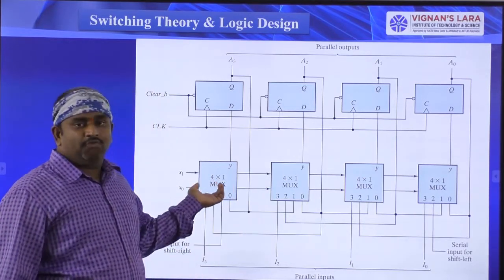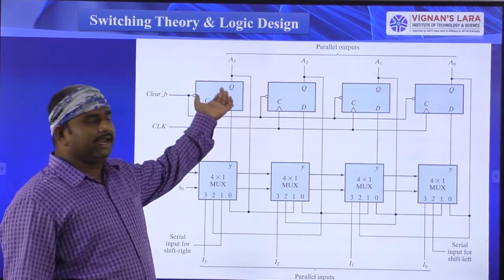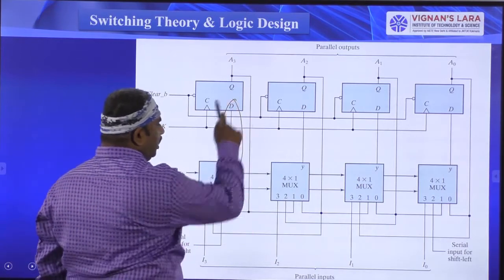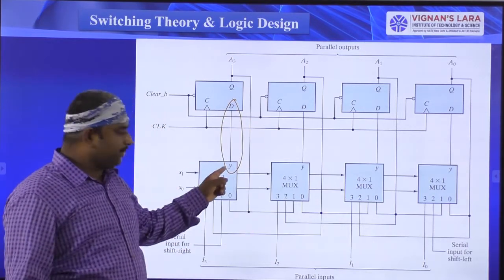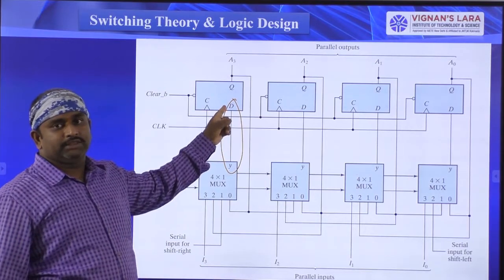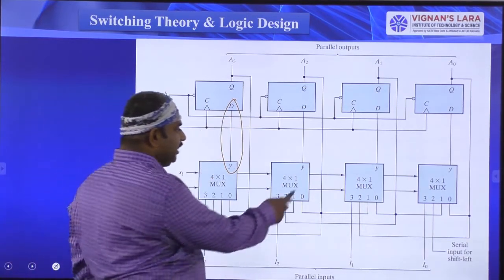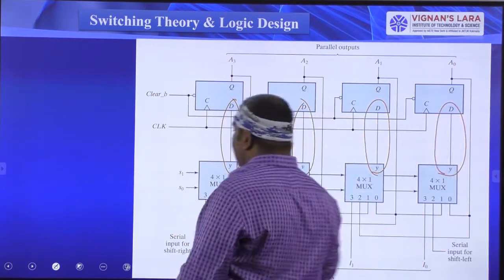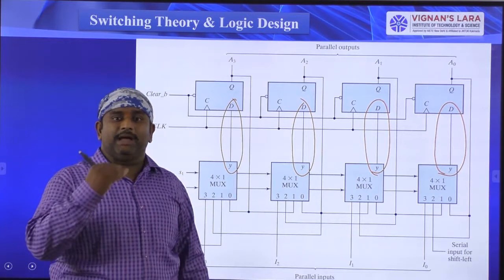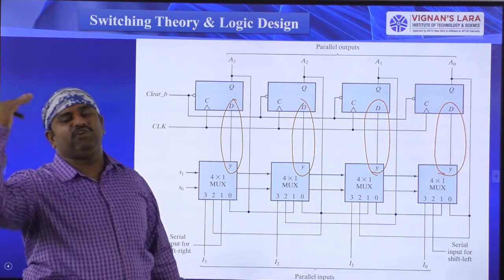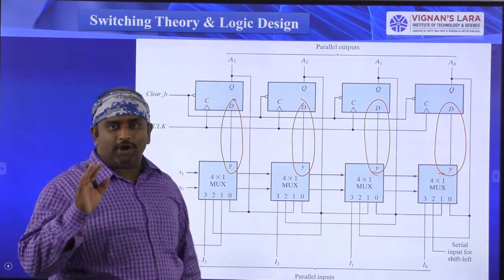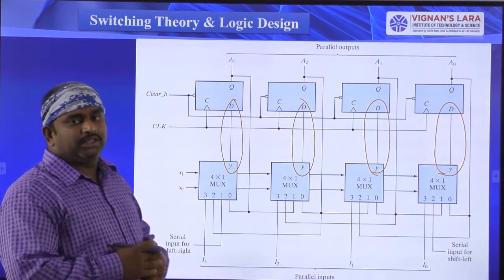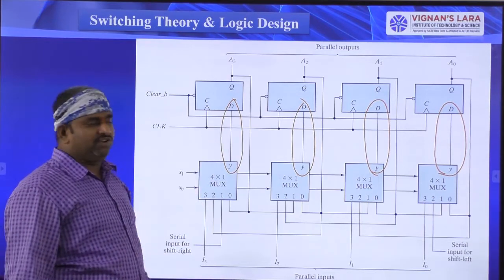Next, these 4:1 mux outputs I connected to the D flip-flops. So this is the D flip-flop. Here this is the input to output configuration. This is the mux output. This output I connected to the input of the D flip-flop here. In the same way, I connected the next mux output to the next D flip-flop input. That is, for the 4 muxes, I connected the 4 mux outputs to the 4 D flip-flop inputs.